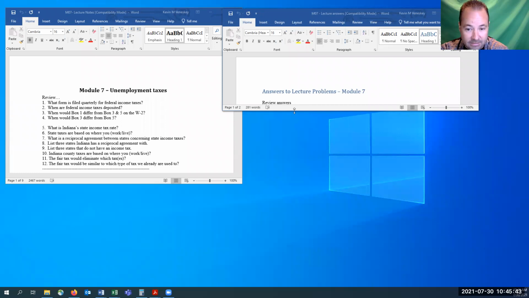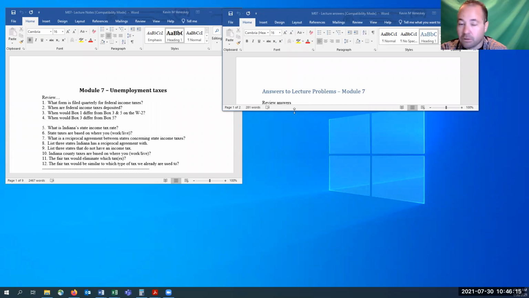Number 9, list 3 states that do not have an income tax. Well, there are 9 total, so you could pick any of the 9. Ones that come to my head right off the bat usually are Florida, Texas, and Nevada. You also got Alaska in there, a couple others, but a total of 9. Indiana county taxes are based on, and this is different than the state, where you live.